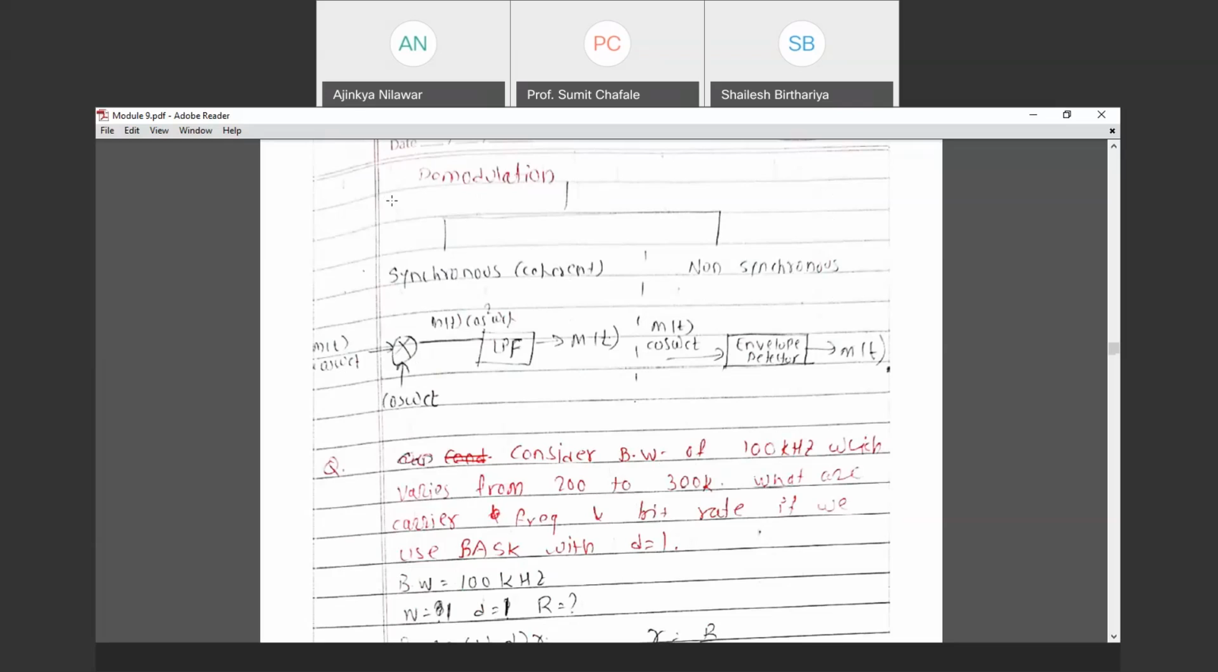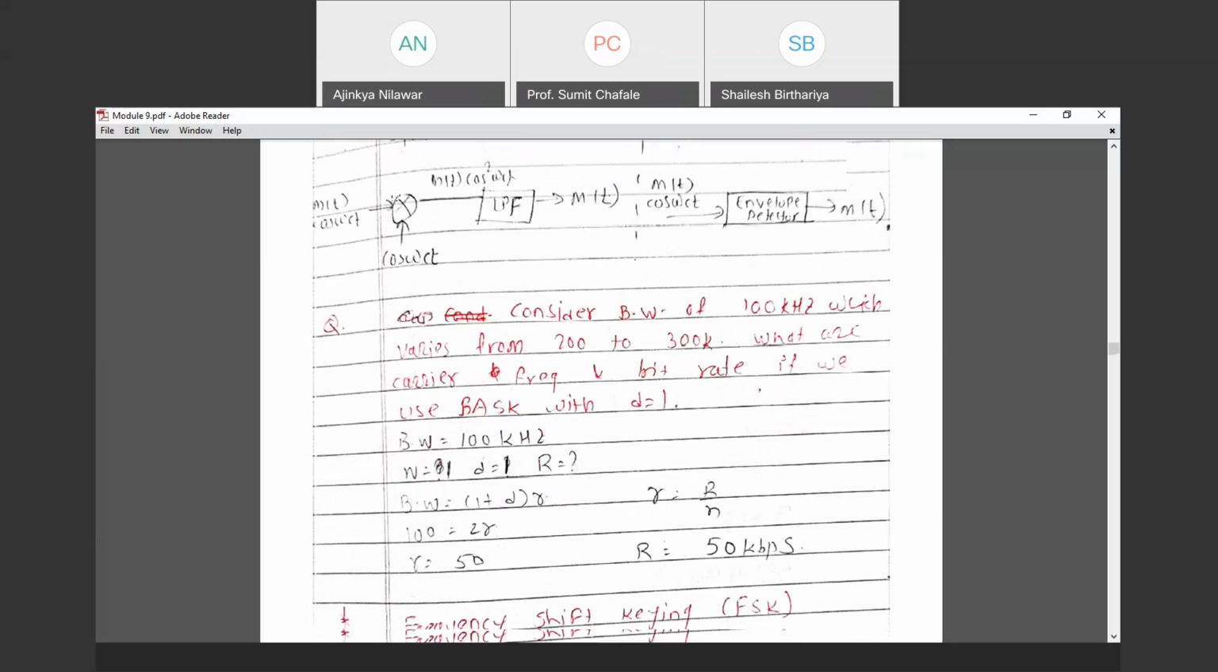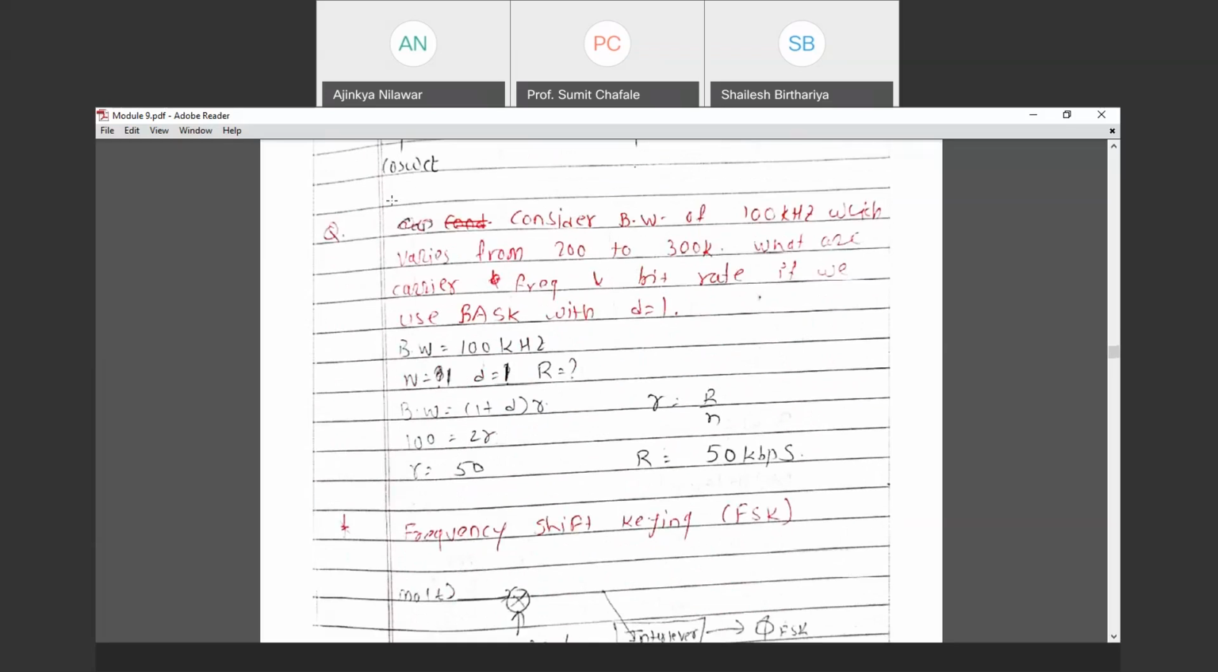Generally, we use coherent detection because it is cheaper. In non-coherent, what happens? Envelope detection takes place, and then additional circuitry is required at the end of demodulation. So coherent is cheaper, non-coherent is quite expensive compared to synchronous. So generally we use synchronous detection as far as ASK is concerned. There is one example I am giving you. Consider the bandwidth given, varying from 200 to 300 kilohertz.